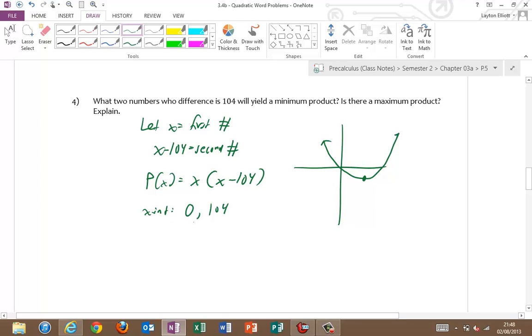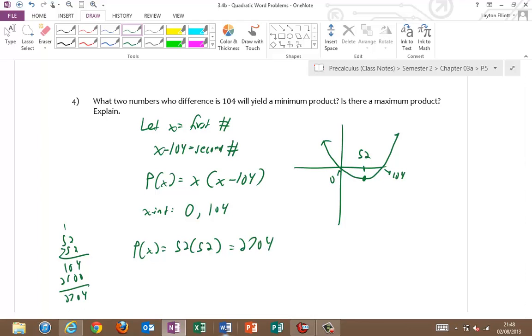Well, halfway between the x-intercepts is the point 52, because this is 0, and that's 104. And if I plug 52 in for x, I get p of x equals 52 squared, 52 times 52, which is, let's just do it over here real quick, 2704, which is the maximum product. Or sorry, the minimum product, not the maximum product.